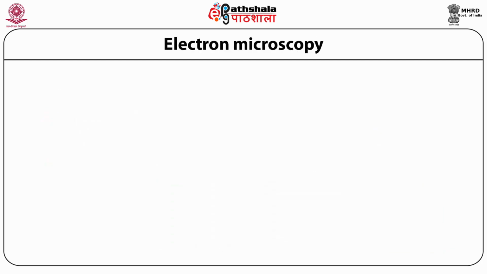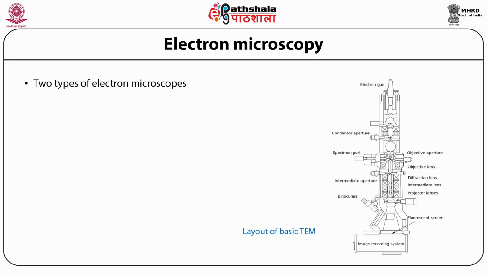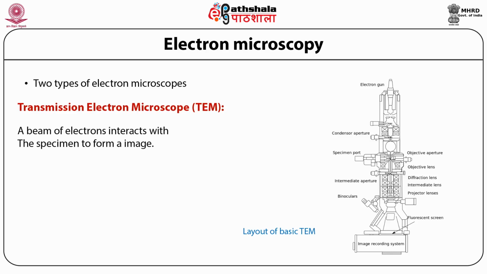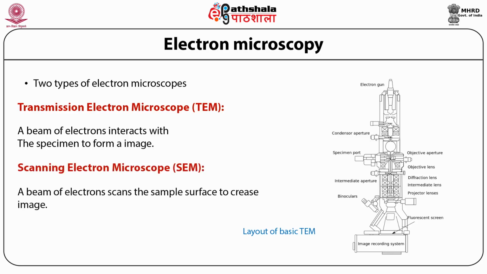The other method used for structure determination is electron microscopy. Now I'll briefly talk about electron microscopy. We have two types of electron microscopy: one is a transmission electron microscope, another is a scanning electron microscope. In the transmission electron microscope, which we generally call a TEM, a beam of electrons interacts with the specimen to form the image, whereas in the SEM, a beam of electrons scans a sample surface to create an image. The TEM is the one we generally use for structure determination of a single molecule.